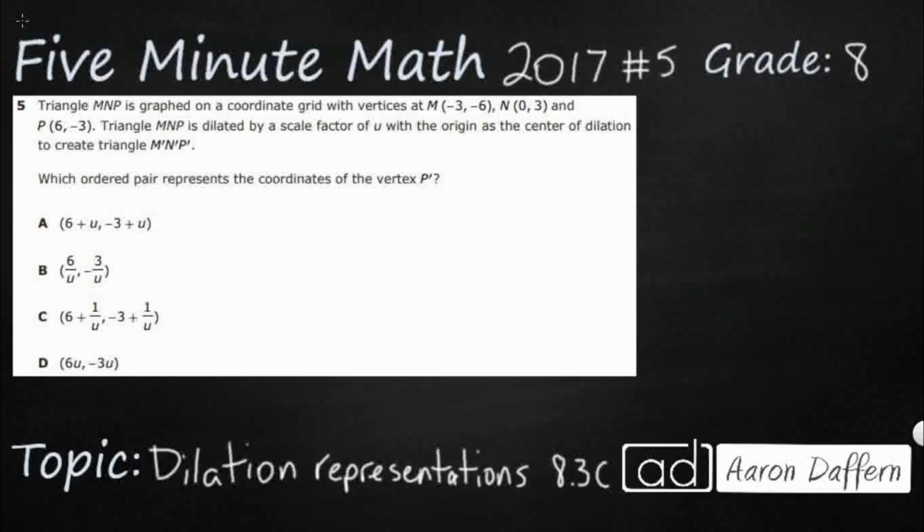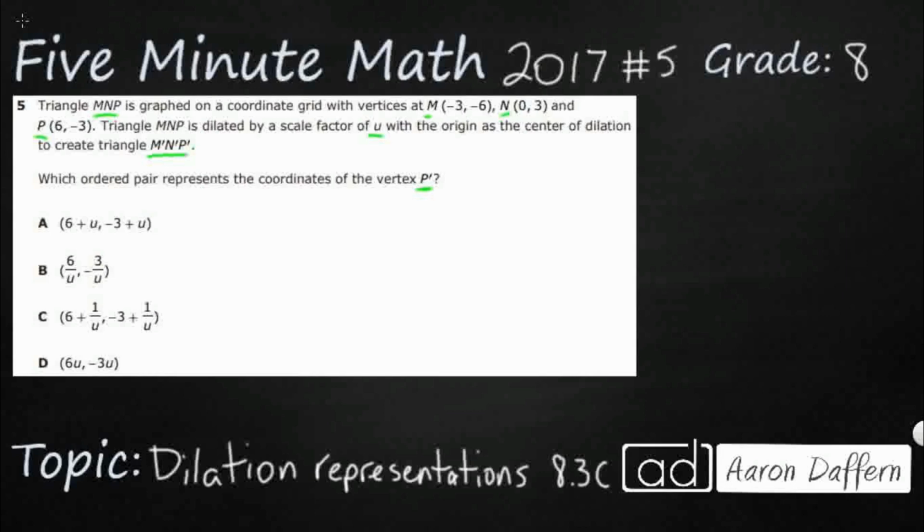So we have a strange problem here. We need to graph something and there's no graph. They don't give you any visual representation here. We have triangle MNP and it's graphed on a coordinate grid, and they even give you the vertices, right? You've got M, you've got N, you've got P, and it's dilated by a scale factor of U, so they're not going to give you a number there. The scale factor is just a variable. The origin is the center, and you're going to create this M prime, N prime, P prime. So which ordered pair best represents the coordinates of the vertex P prime?